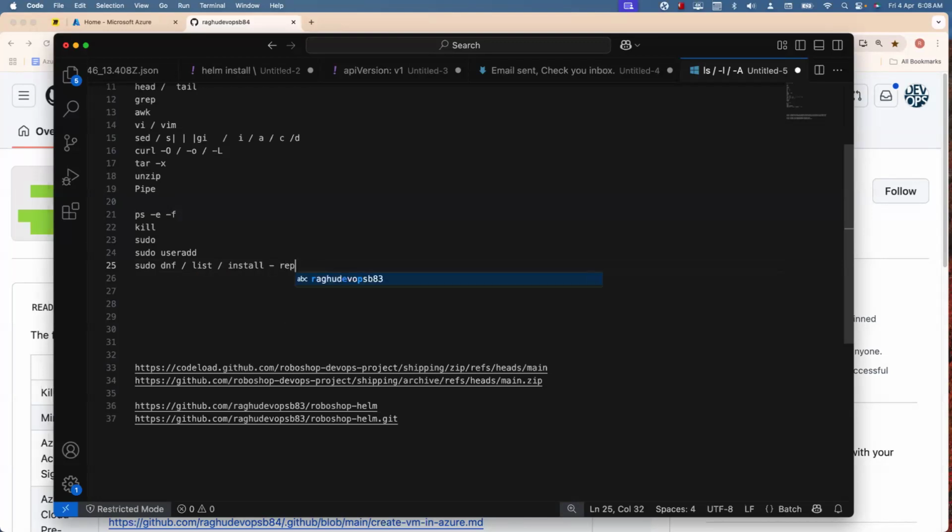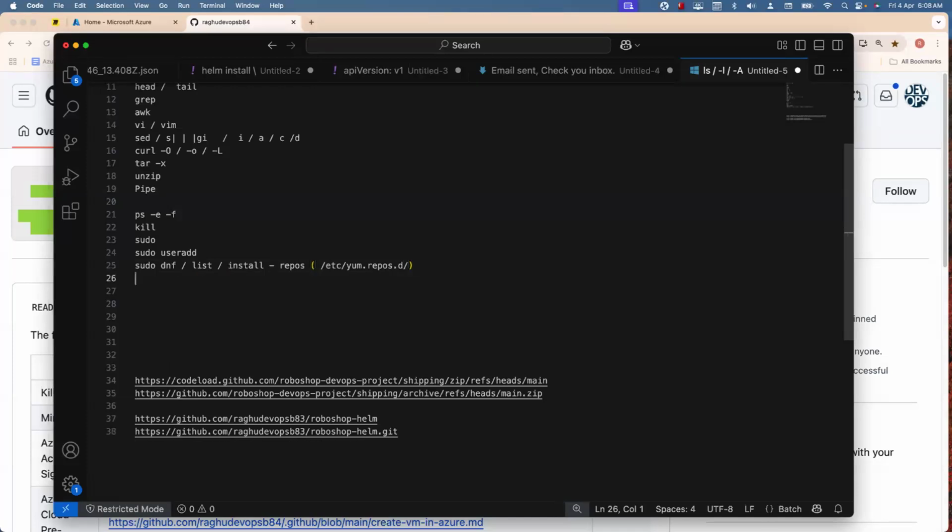And also, where do we get these repos from? So we have seen /etc/yum.repos.d. This is the location where you have some repo files. If DNF needs to download and install a package, where does it have to go and download from? That information is kept in a place called /etc/yum.repos.d.